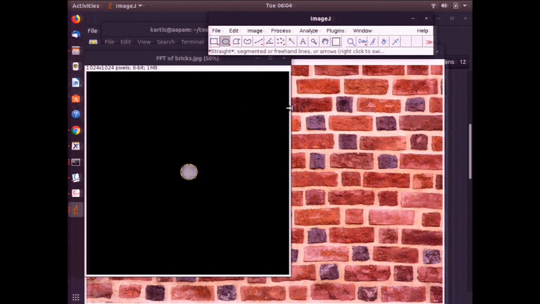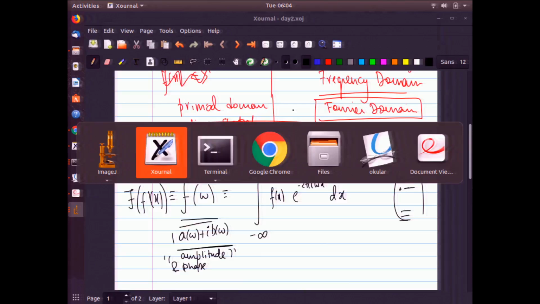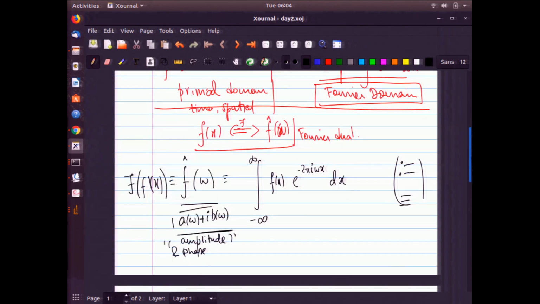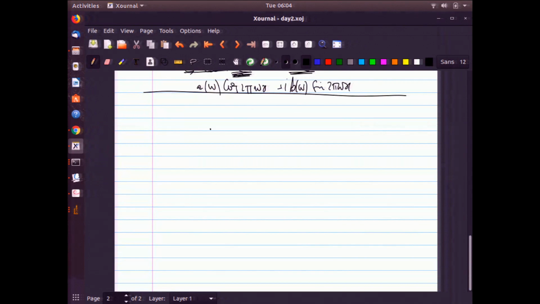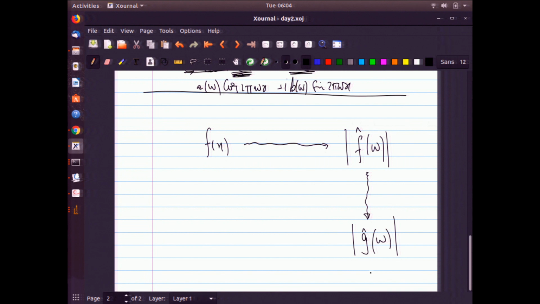Maybe before I run it, I will just clarify. So what we've done is we've taken f of x, which is our image, applied an FFT, looked at the amplitude. So we looked at the amplitude of f hat of omega. And then we were asking, okay, let's crop this, do some transformation, look at the amplitude of g hat of omega. Then we want to know what would g of x look like.